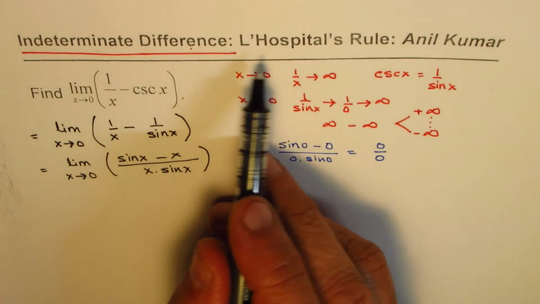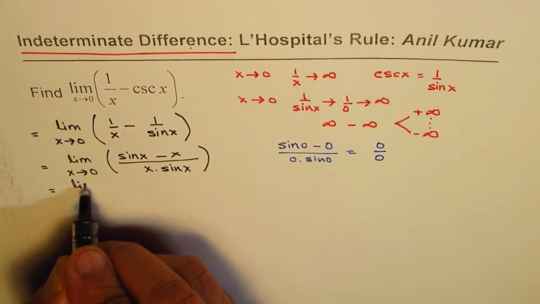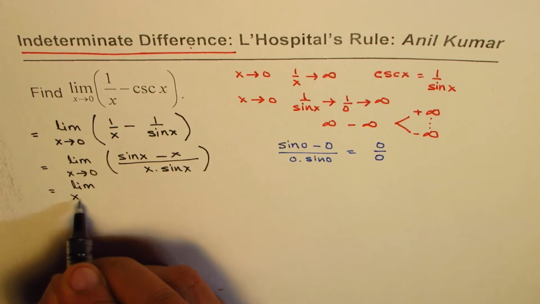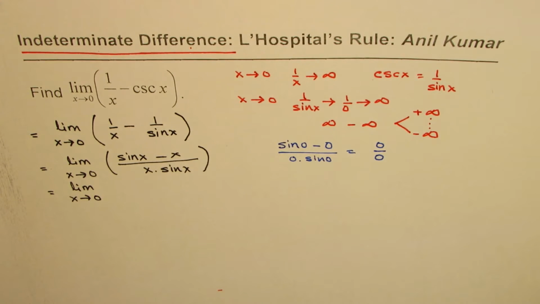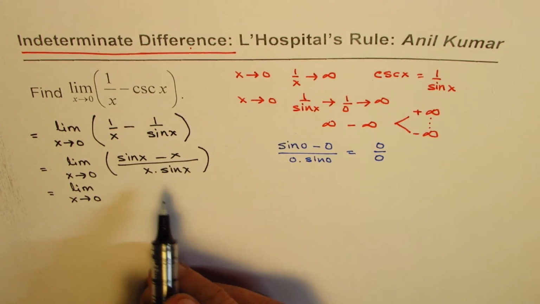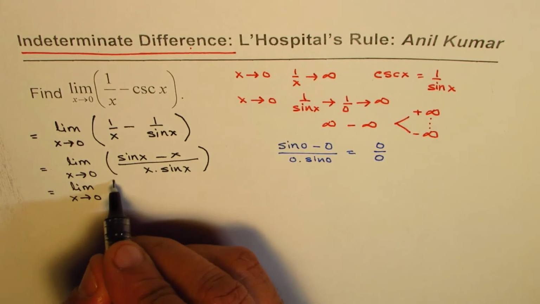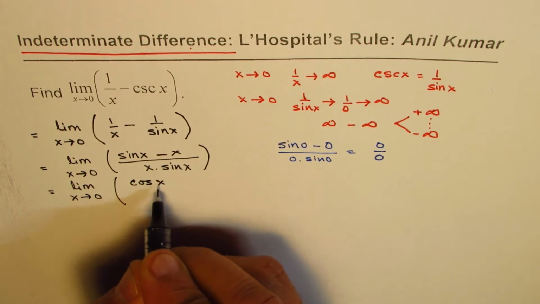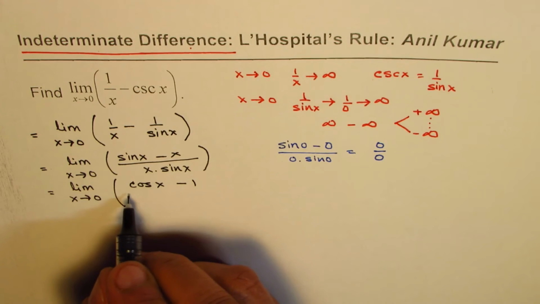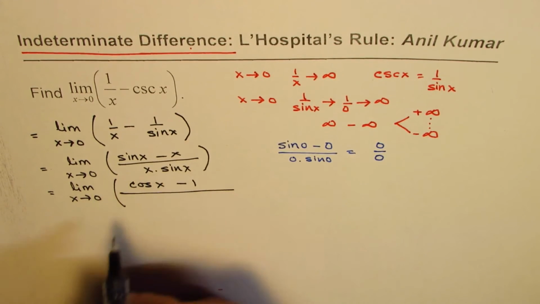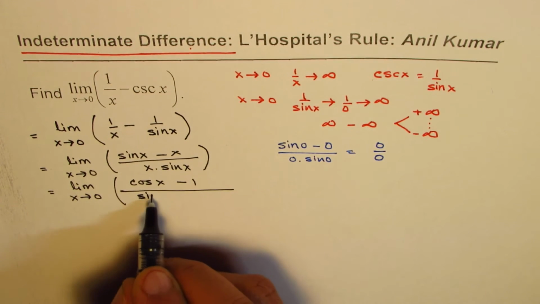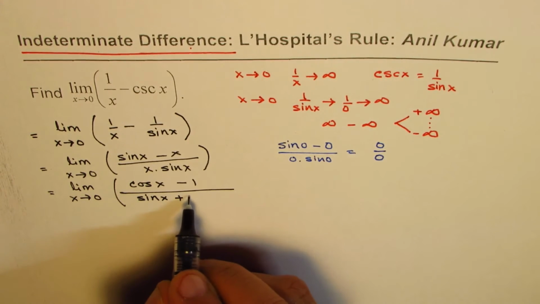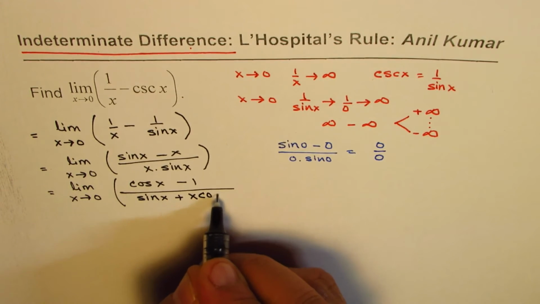So we'll apply L'Hospital's rule, which says that the limit of the quotient of these functions is the same as the limit of the quotient of their derivatives. So now let us write down the derivatives of the numerator and the denominator. The derivative of sine x is cosine x. Let me write this as cos x minus 1, that is the derivative of x, and we'll do the product rule for the denominator. x times sine x: the derivative of x is 1, so we get sine x, plus x times the derivative of sine x, which is cos x, right?